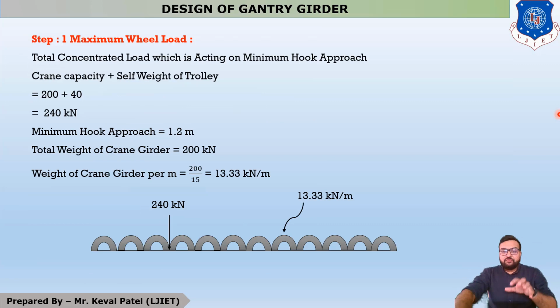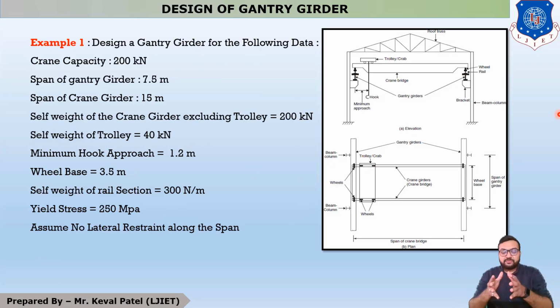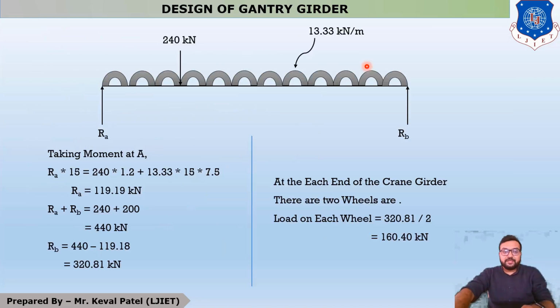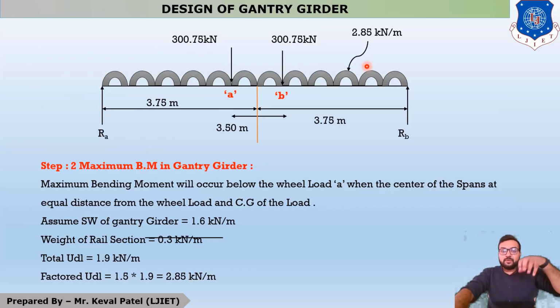In this step, we have to find out how much load is transferred from crane girder to gantry girder. On one gantry girder there are two wheels. You can see in this figure there are two wheels over here. This is wheel number one and this is wheel number two. So in the first step, we find out how much load is transferred from crane girder to gantry girder. After that, in the second step, we have to find out the maximum bending moment which is generated on a gantry girder.